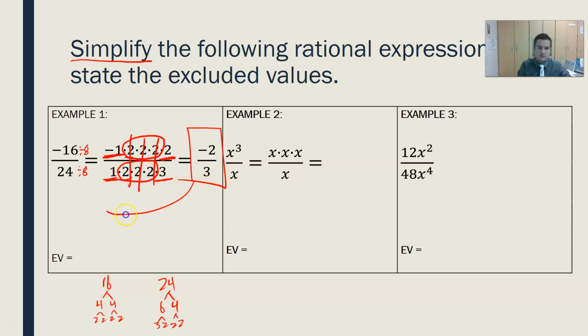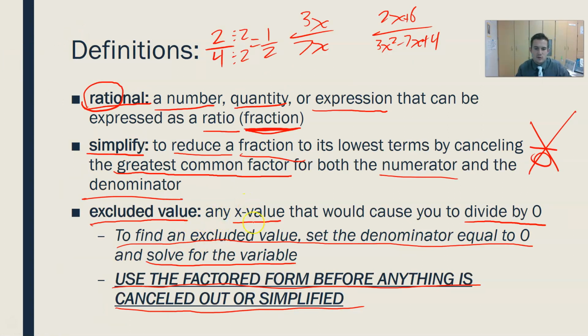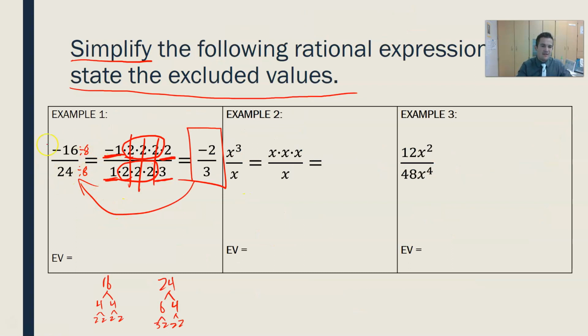That's the reduced fraction of this fraction right here. So that's kind of a review of what you did. I think we talk about ratios and fractions a lot in like 6th grade. So this is a basic review of how you would simplify fractions. The last part of this problem says state the excluded values. Reminder, the excluded values were any x value that would cause you to divide by 0. Well, I don't even have any x's in this problem, so I don't have any excluded values. We'll talk about that on the next question.